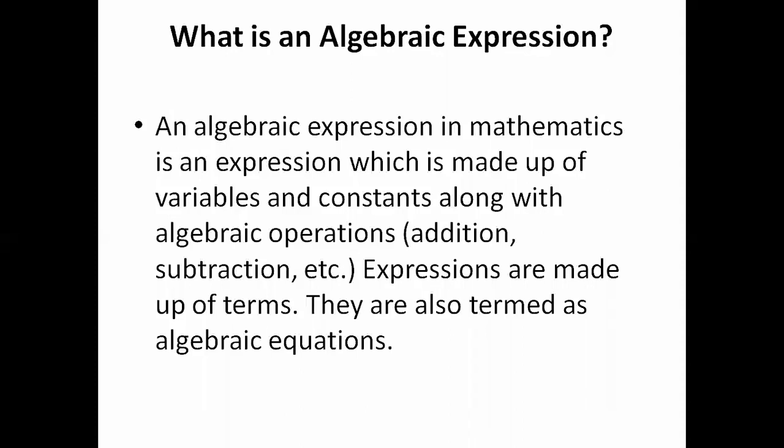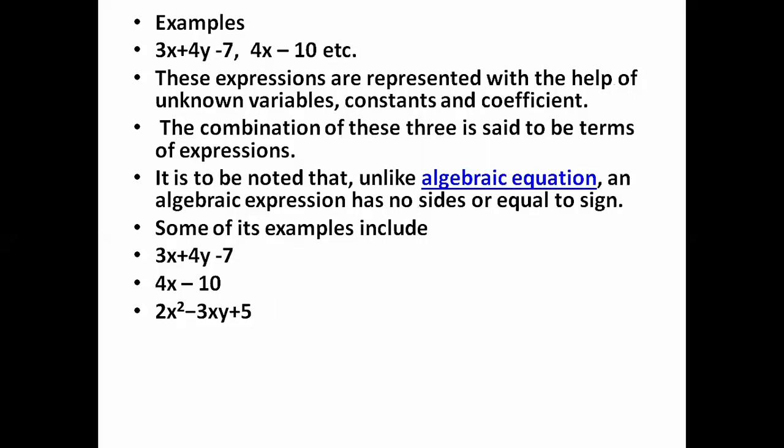Expressions are made up of terms. They are also termed as algebraic equations. Let us see an example: 3x plus 4y minus 7, or you can say 4x minus 10. So these expressions are represented with unknown variables, constants, and coefficients.